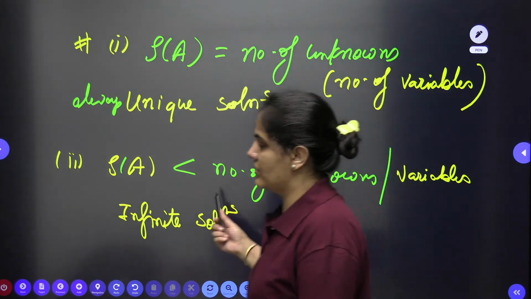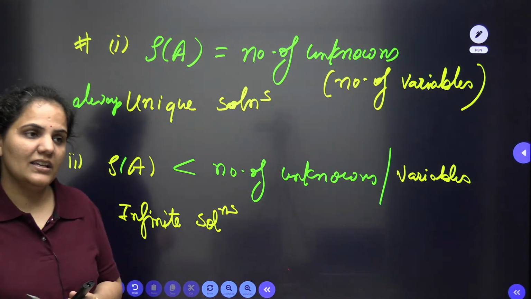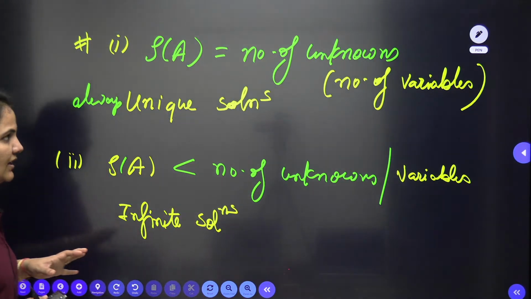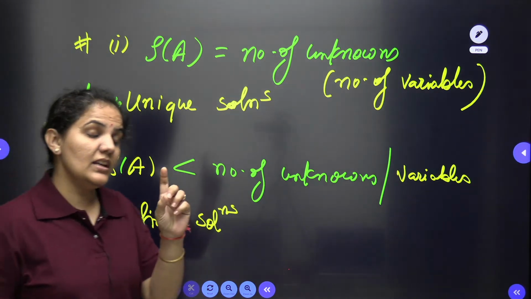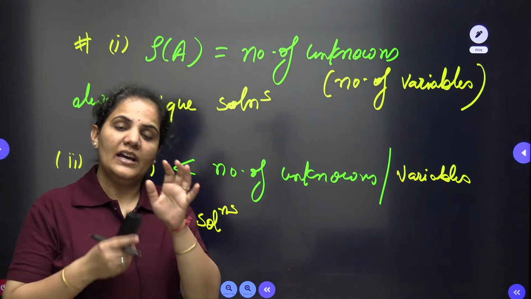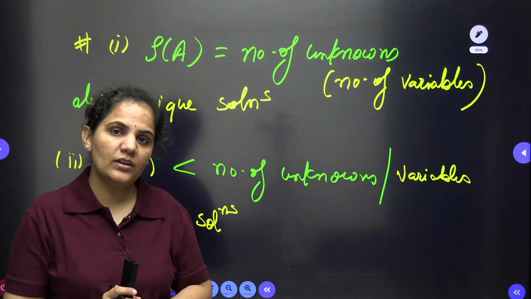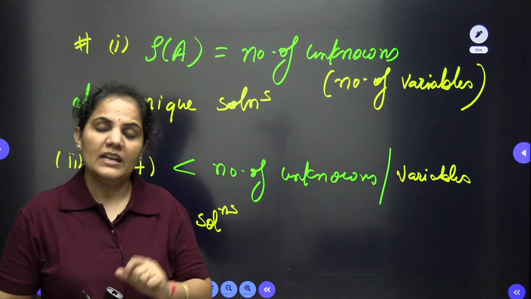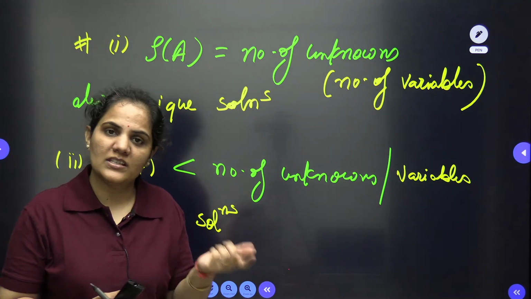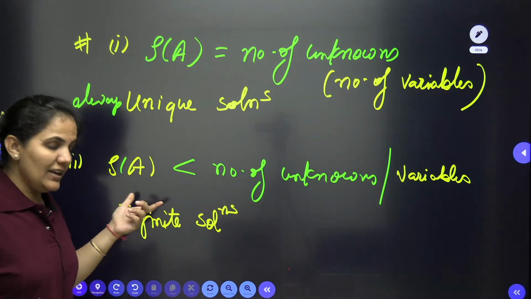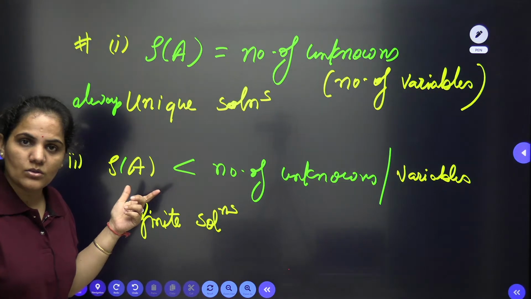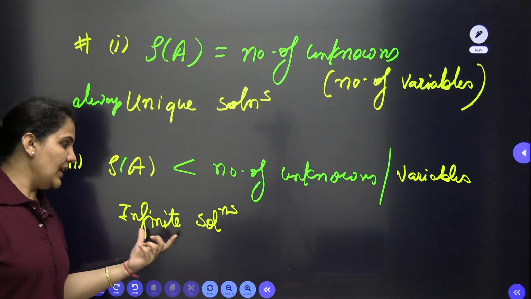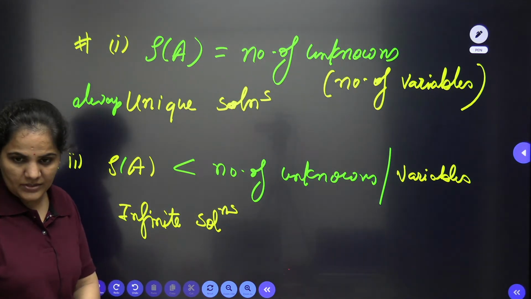Now let's come back to this question, this concept again. We were discussing the homogeneous system of equations. If in a homogeneous system of equations, the rank of the matrix is equal to the number of unknowns, then you will say the system has a unique solution, and the system is consistent because it is homogeneous. If the rank of A is less than the number of unknowns or variables, then you will say in this case you have infinite solutions.